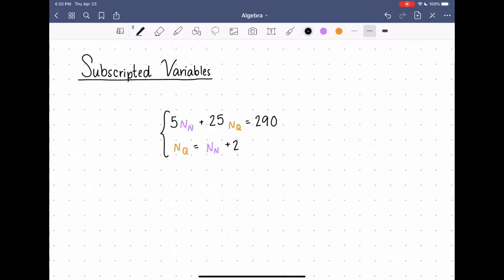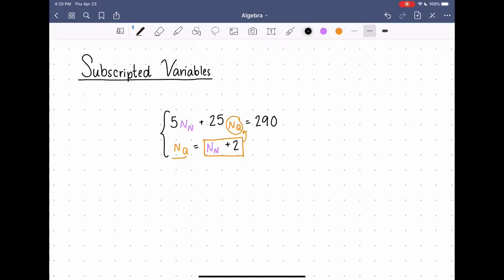Okay, so this time we have the same kind of setup as before. We have two equations, and they want me to solve for the number of nickels and the number of quarters using this equation, and they also told me to use substitution to solve. Now, this is actually a really nice setup because they already tell us what one of those variables is. They tell us that number of quarters is equal to the number of nickels plus 2. So there are 2 more quarters than there are nickels. So I can take this whole value and plug that in for the number of quarters right here.